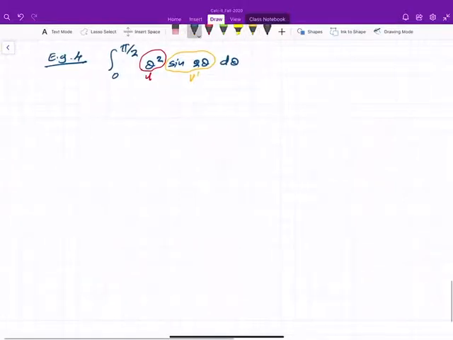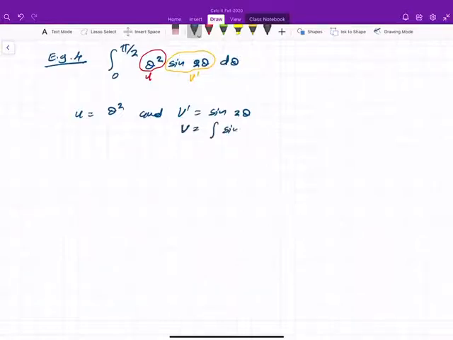Okay, your u should be theta square, and v prime should be sine 2 theta. All right, v prime is sine 2 theta. V should be integration of sine 2 theta d theta. All right, integration of sine 2 theta is minus cosine 2 theta over 2. That is your v, and this is your u. Now you know u and v.